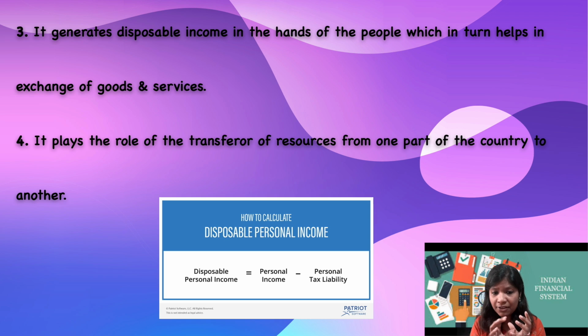Now, when I say Indian financial system, the system comprises 4 different units: institutions, markets, assets, and services. I repeat, assets, markets, institutions, and services. Any order you can call them in, but these are the 4 different areas. We'll be studying that in the further topics.